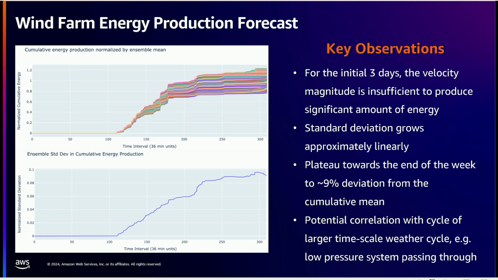So for us, there's also a potential correlation with the time scales of the different weather phenomena, so we can relate this back to how exactly the situation evolves. And here we see there's a sort of plateau to about 9% deviation from the cumulative mean, if you're to look at the total energy production over the course of the week, which is what we are plotting here.